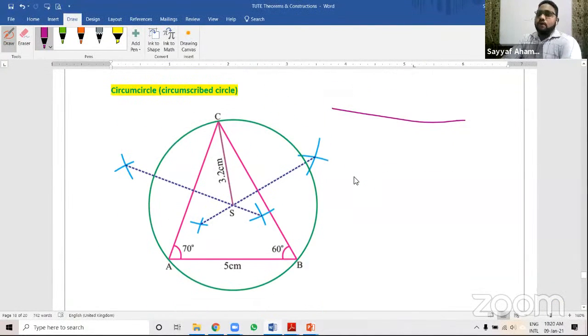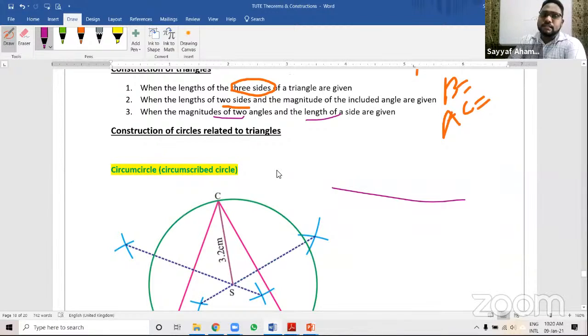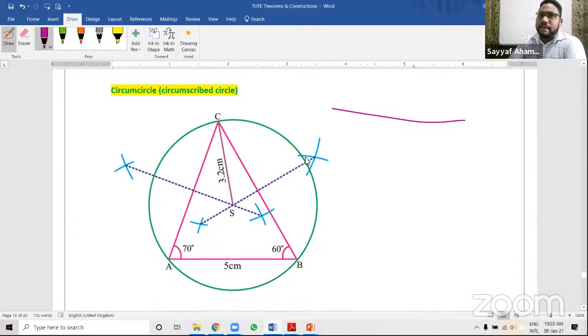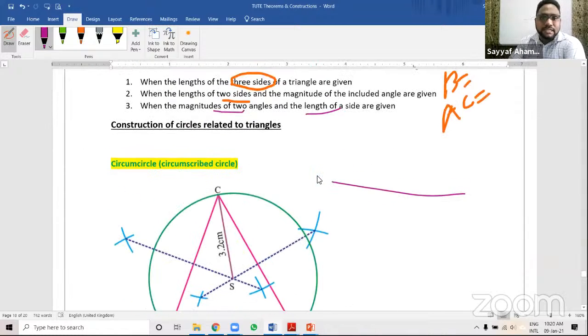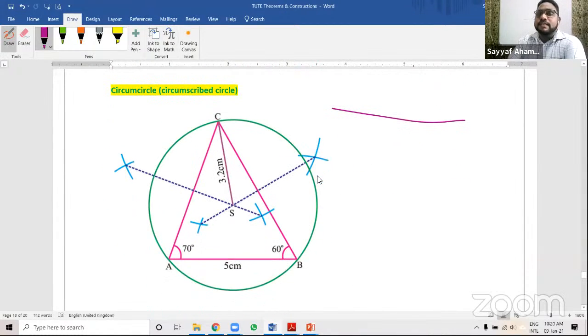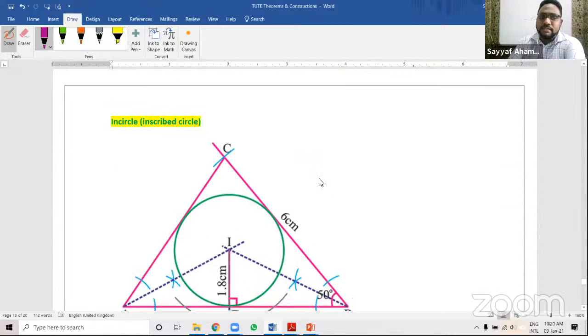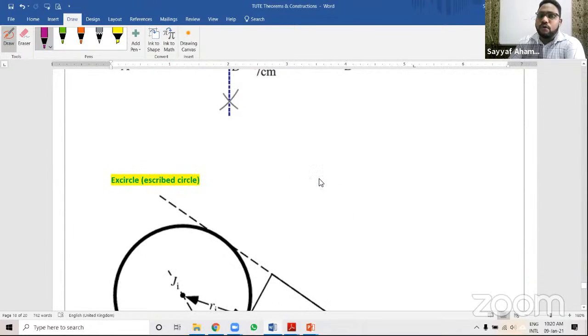Okay, the most important ones: construction of circles related to triangles. When it comes to a triangle and a circle with a triangle, there can be three types, isn't it? Everyone must have studied this before: circumcircle, incircle, and excircle, or circumscribed circle, inscribed circle, and escribed circle.